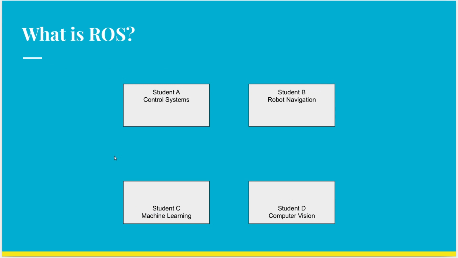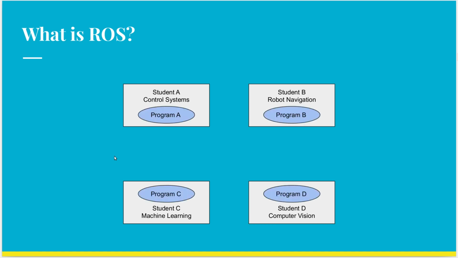So we have 4 students, each from a different college. Student A works on control systems, meaning he or she is really good with controlling a robot, like writing programs to fly a drone steadily or make a wheeled robot follow a predetermined path precisely. Student B works on making the robot navigate on its own using motion planning and mapping algorithms. Student C is good with machine learning based applications, whereas student D works on computer vision related applications. Now each of these students would have worked separately on projects and would have written different programs that perform specific tasks in which the students specialize.